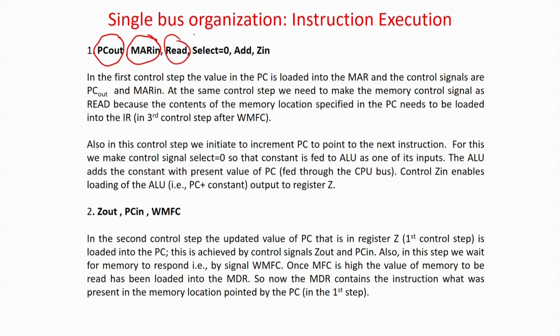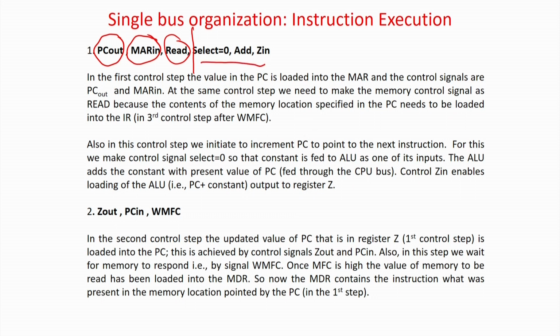Now, this part actually corresponds to PC out, memory address register in and read. These three control signals basically specify that I have to read the next instruction from the memory which is pointed by PC. Now, you can see it is making select 0, add and Z in.